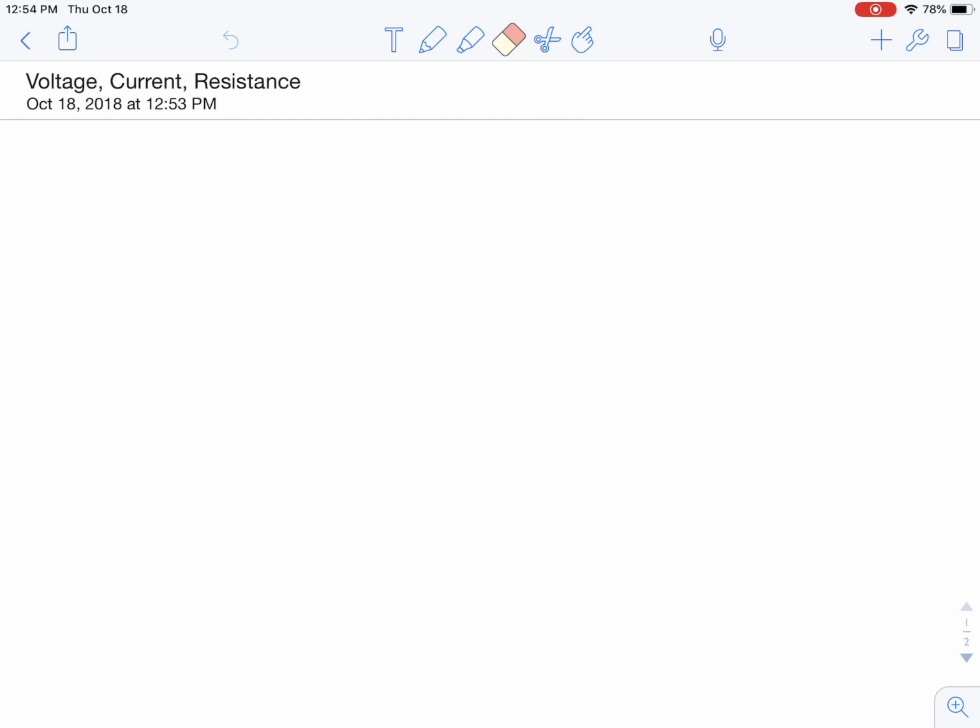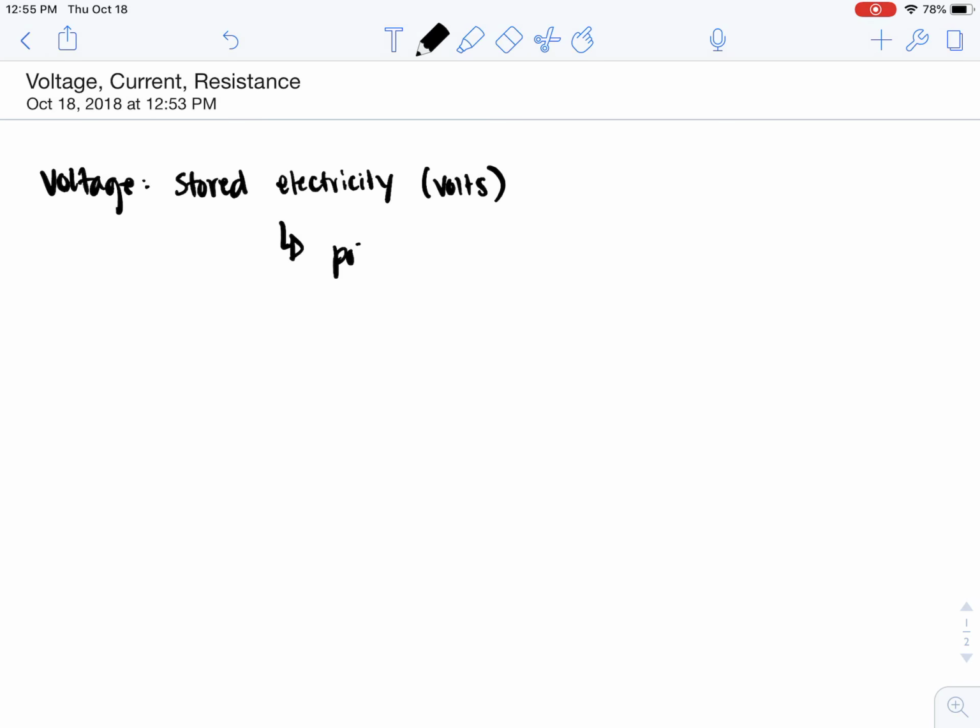Alright, hey everybody. We're going to talk about voltage, current, and resistance, just the basic definitions of it, and then introducing Ohm's law. So one way to think about voltage is thinking about it like stored electricity. And the unit for this is actually going to be in volts. And another way of thinking about this is the potential energy when we're talking about electricity. So some of us like to relate this to potential energy.